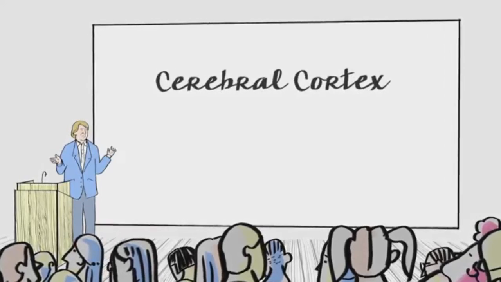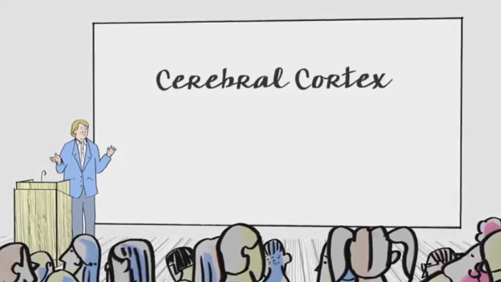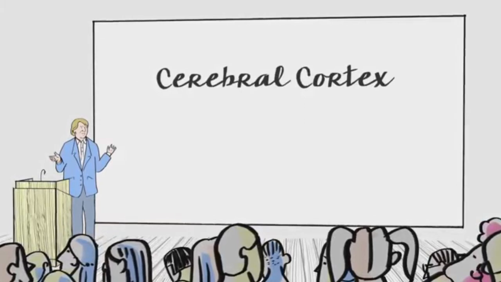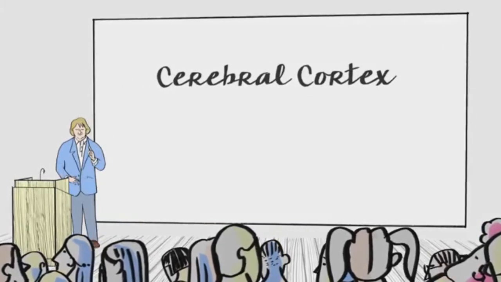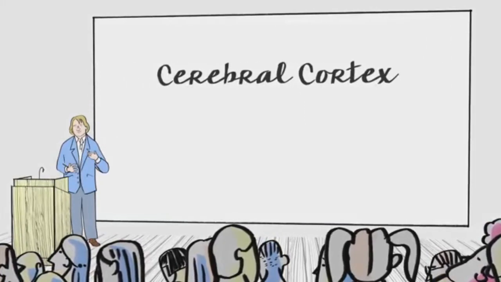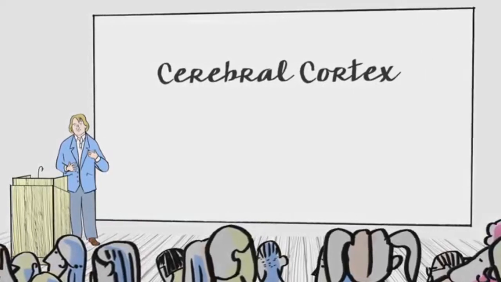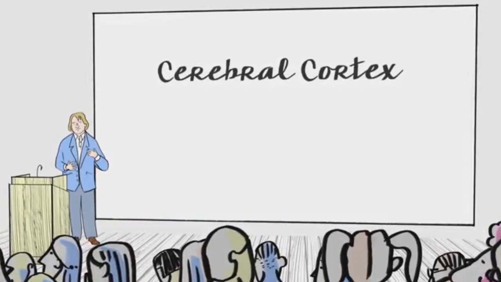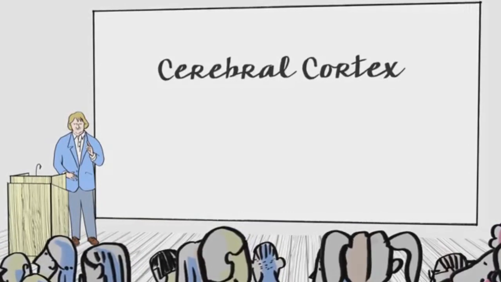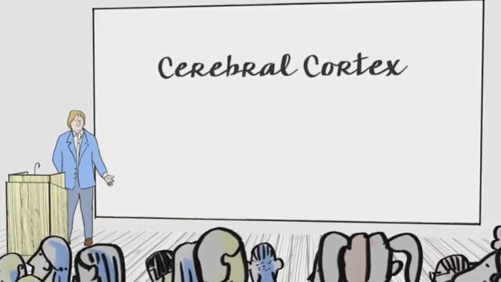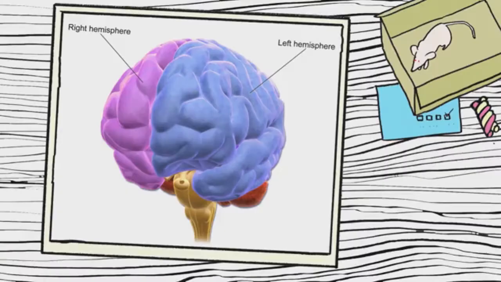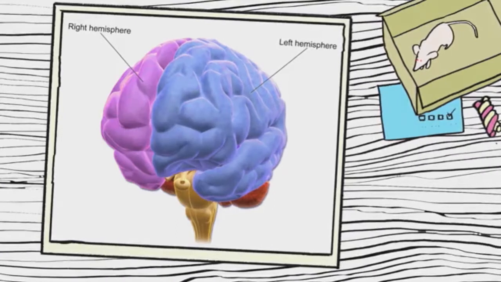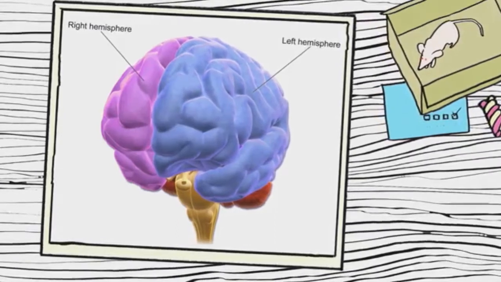It's about 3 millimeters thick. This is where the action is. This is where, at least for the things I'm interested in, reasoning and language and complex perception come from. Fish don't have any cerebral cortex. Reptiles and birds have a little bit, but primates, including humans, have a lot.